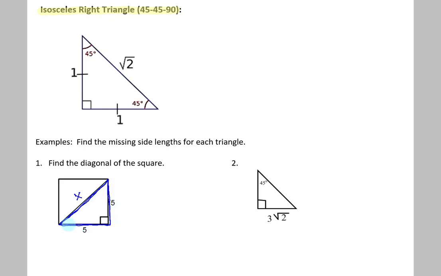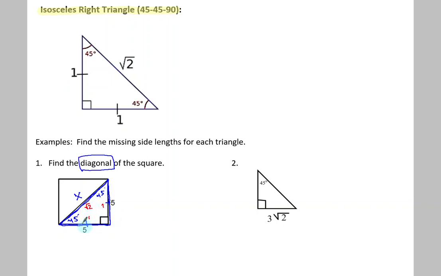So by finding that missing side length for the right triangle, we will have found the diagonal of the square. Now, because this is an isosceles right triangle, we know that these angles are 45 degrees and 45 degrees, and therefore we can use our special right triangle shortcut that each of these legs is 1 and the hypotenuse is the square root of 2.